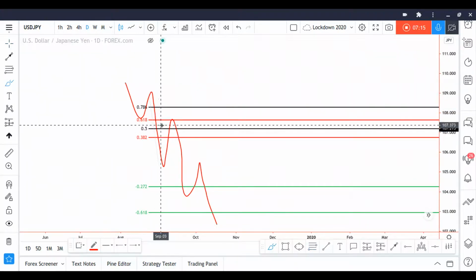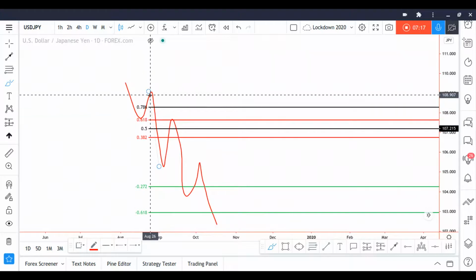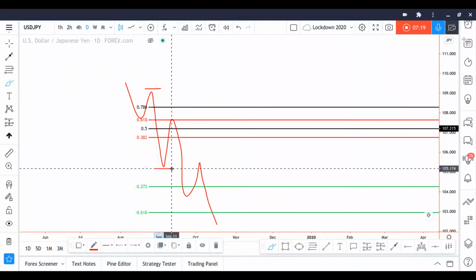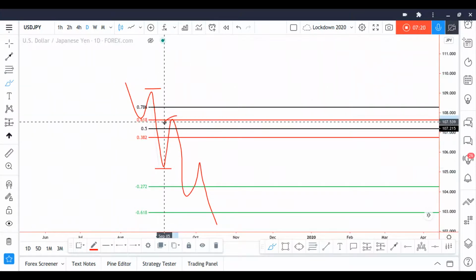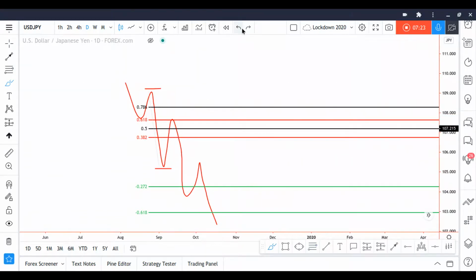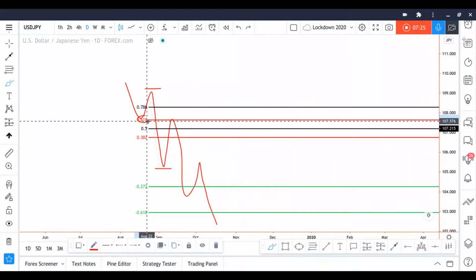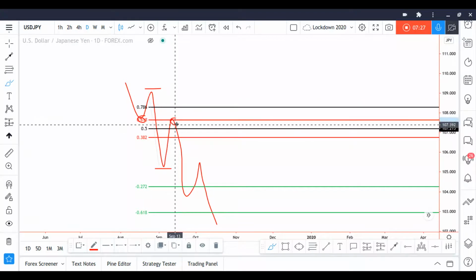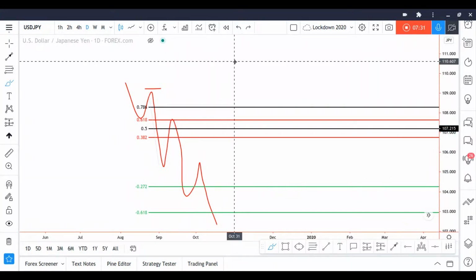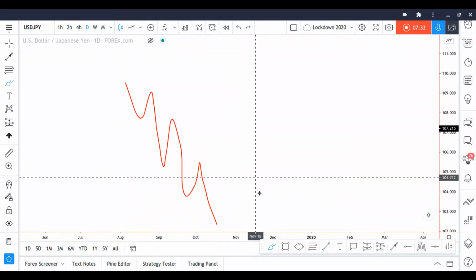As you can see here, I took my Fibonacci from the high to the low. The market respected the 61.8. Why? Because we have previous support here, now turned resistance here, and then the next impulse to the downside. So the market will just carry on and on like that.